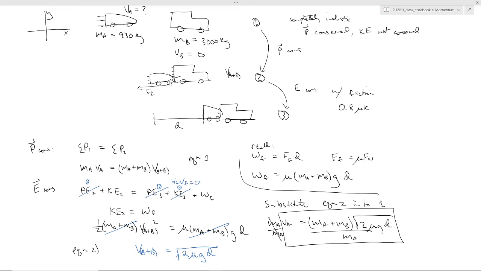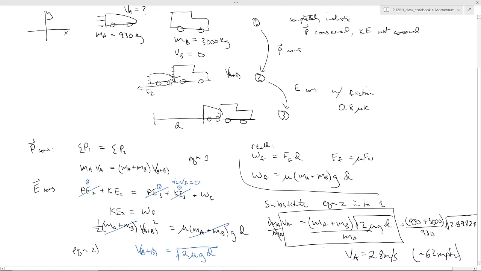Let's put in our numbers here. So this will equal 930 plus 3,000 times the square root of 2, 0.8, 9.8, 2.8. We multiply that stuff together and crunch our numbers. We find that this is 28 meters per second. And in a car, that's about 62 miles per hour, which is fast, but definitely a reasonable speed for a vehicle. So this question, I think, is good.